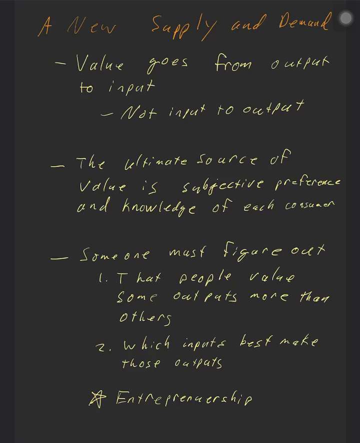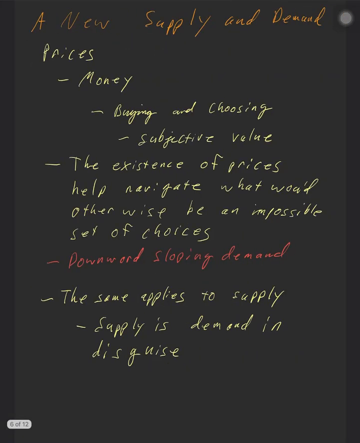So the knowledge that each consumer has, not the producer's knowledge of individual consumers. Notice that this transference of value from outputs to inputs is not automatic. Someone has to go and figure out A, that people value some of those outputs more than others, and B, which outputs and what process, by the way, best make those outputs. This brings us to a key idea that we want to really focus on in economics, and that's the idea of the entrepreneur. We'll talk more about this in a moment, so I'm going to set it aside and talk about this new supply and demand in the context of prices and money, and that'll bring us back around to the entrepreneur.